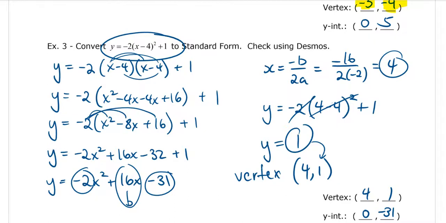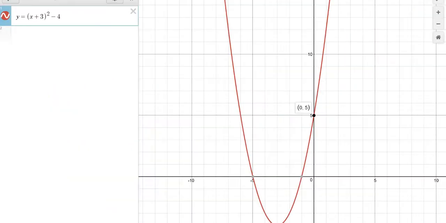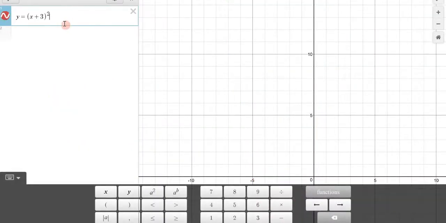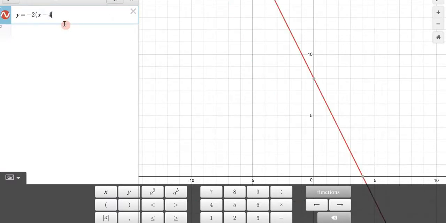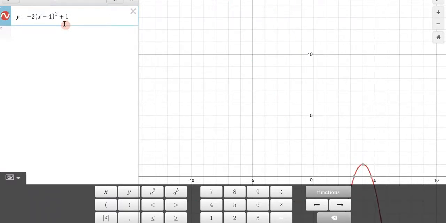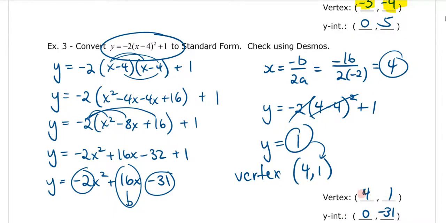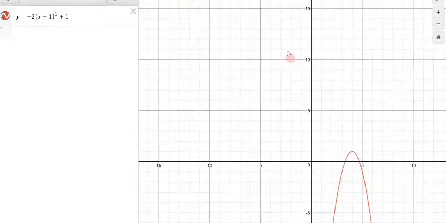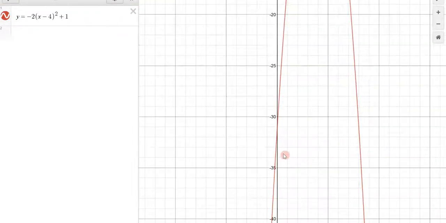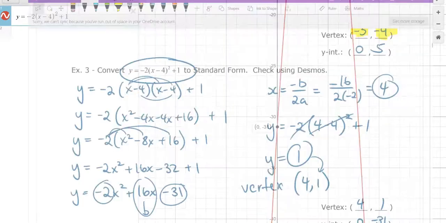So if I go to Desmos, here we have a new equation. So y equals negative 2 times x minus 4 squared plus 1. And if we look at the vertex, here we have 4, positive 4, and positive 1. Exactly what we said here in the vertex. So again, let's just double check the y-intercept too. The y-intercept over here is negative 31. Exactly what we had here.